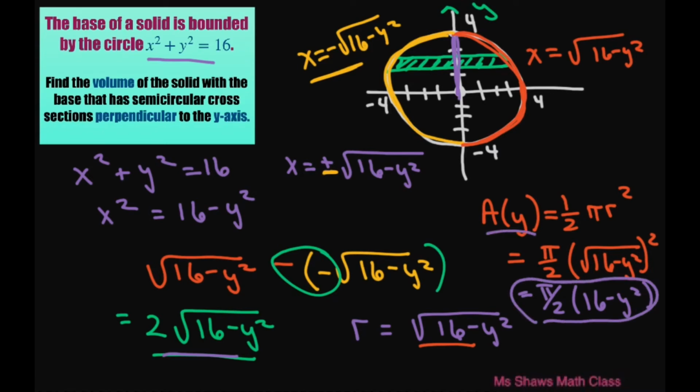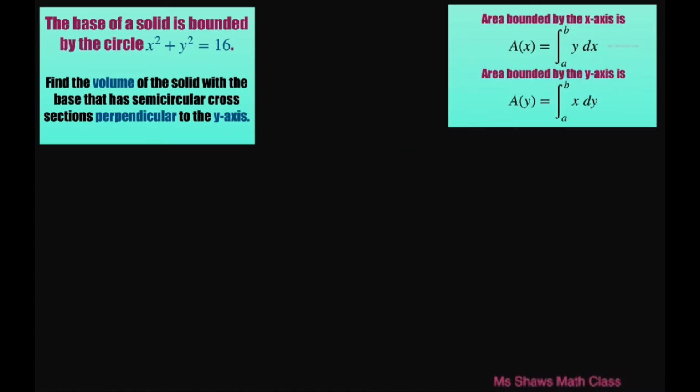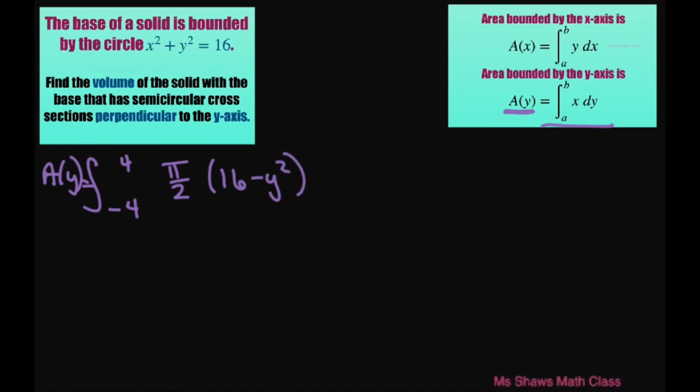Now that we have that, we can find the volume of the solid. So we're going to use a formula, and this is the formula we're going to use. The integral from negative 4 to 4 of A of y, and this is going to be equal to pi divided by 2 times 16 minus y squared dy. Because remember, this was your x here. A of y equals your x.